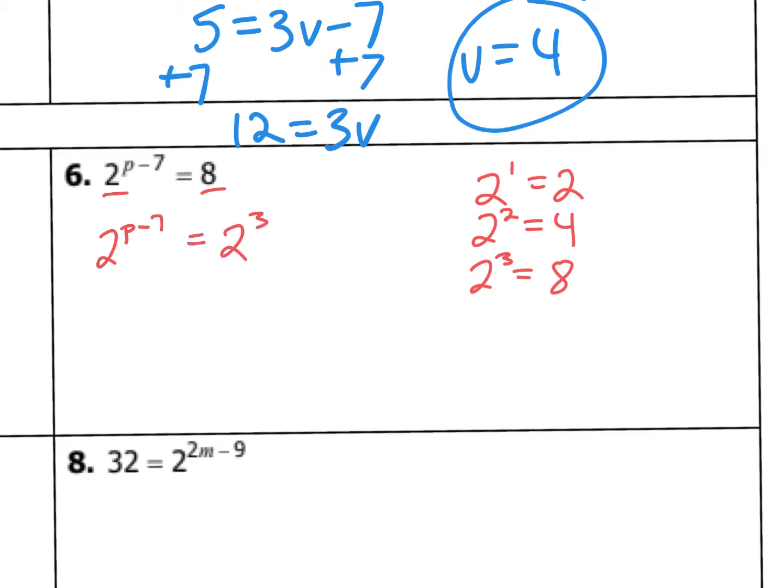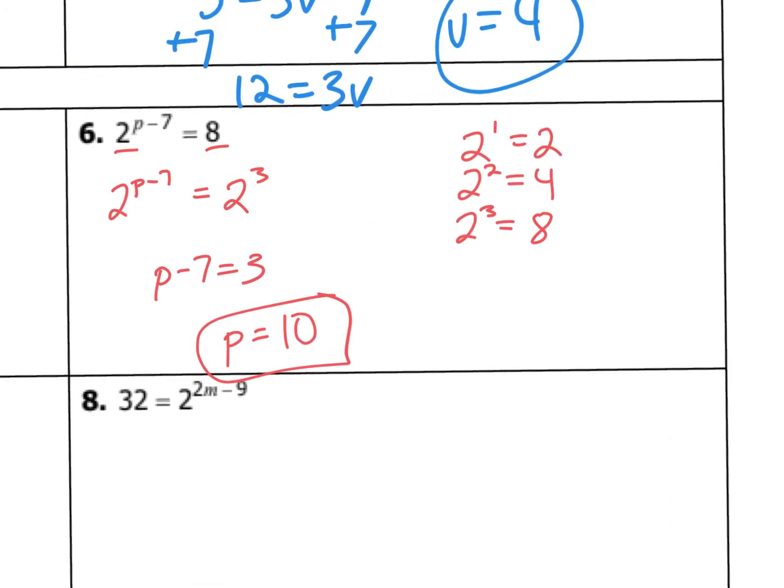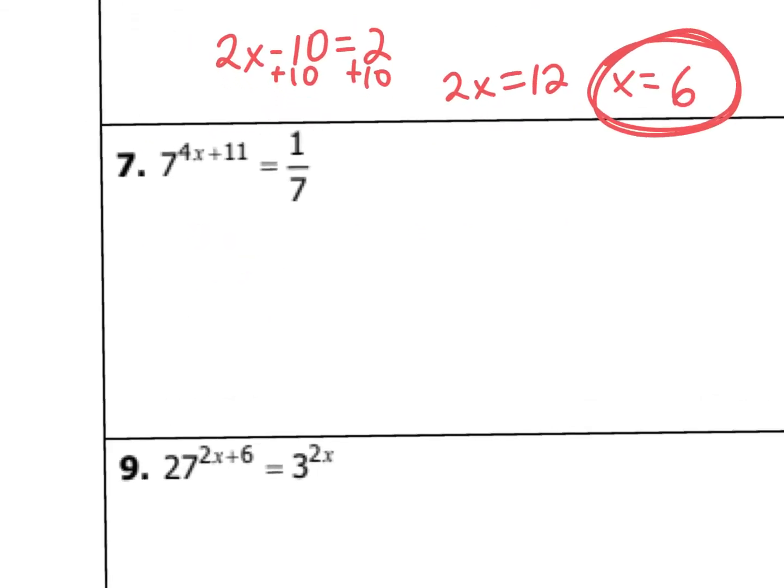Perfect. Now what? And what's P going to be? 10. Pretty good, pretty good. Okay. Everybody get that one? Yeah? Cool. Number 7. We'll look at this one now.